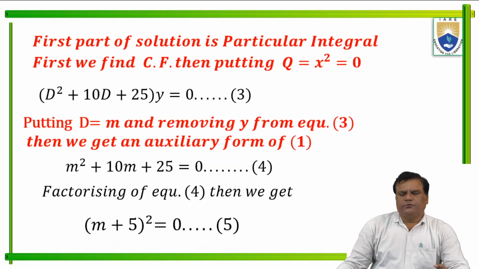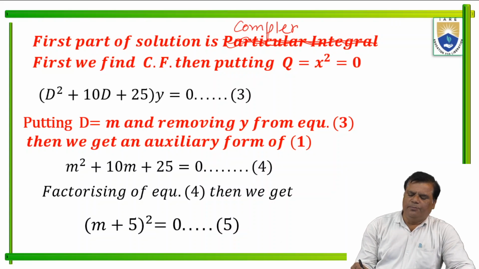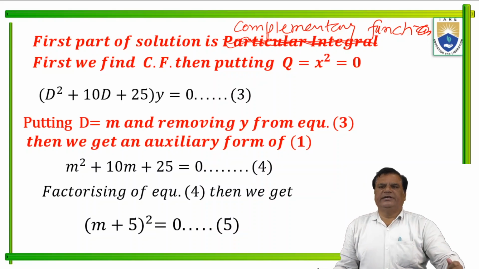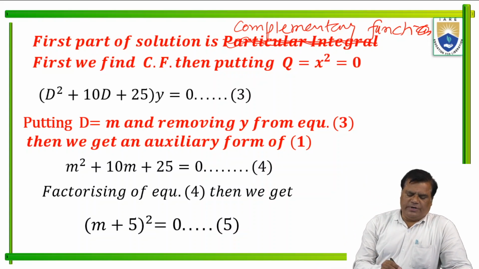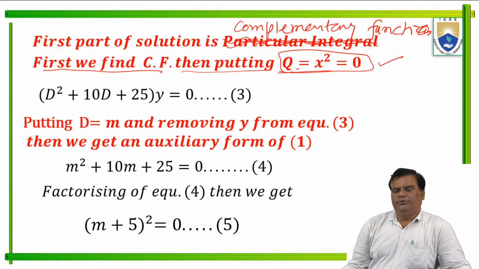Now the first part of the solution is the complementary function, not the particular integral. First we find the complementary function. So first we find the complementary function, then we put Q equal to x square. When we find the CF, Q must be 0. But here Q is x square, so I am putting x square equal to 0.